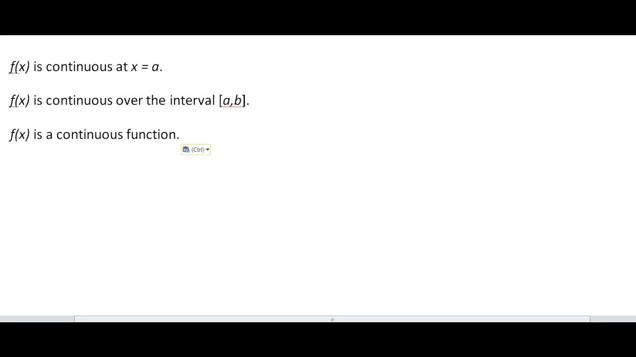In a similar vein, these are some phrases that we're going to use over and over again in talking about continuity. f of x is continuous at a, f of x is continuous over the closed interval a, b, and f of x is a continuous function. You are welcome to use those phrases and to write them out in detail every time you're working on a continuity problem, or when you're stating continuity theorems.